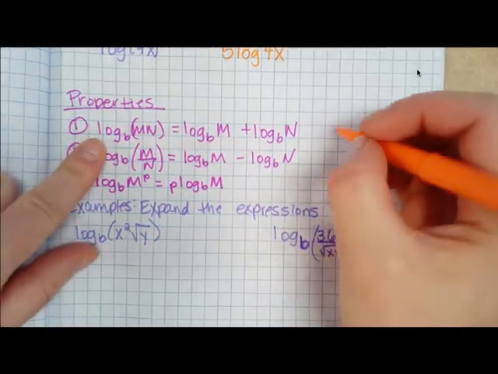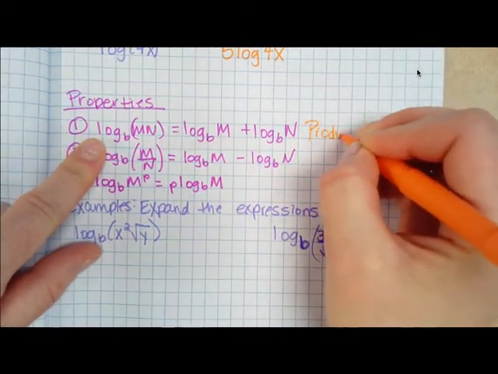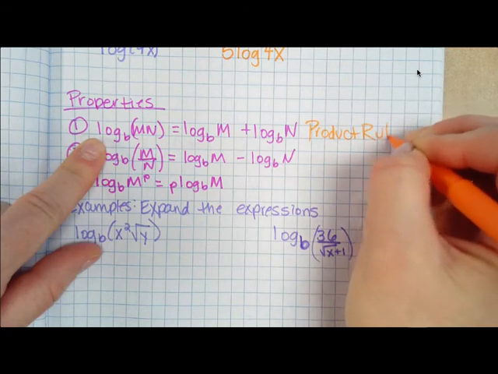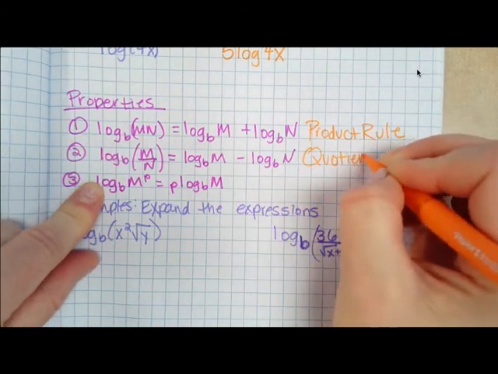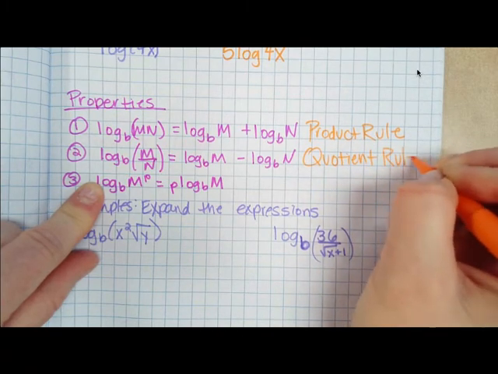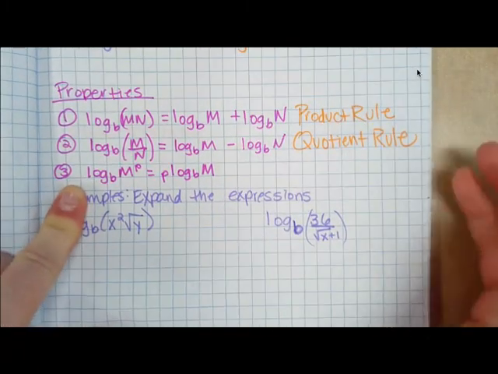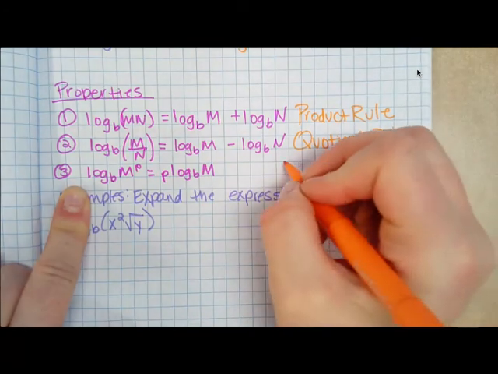Okay, so the first one is your product rule. Then we have our quotient rule. And then the power rule.